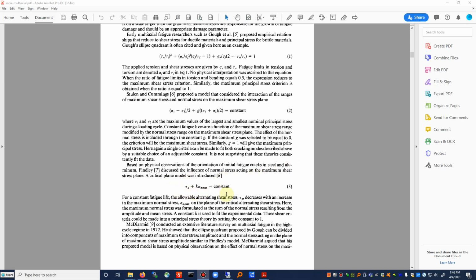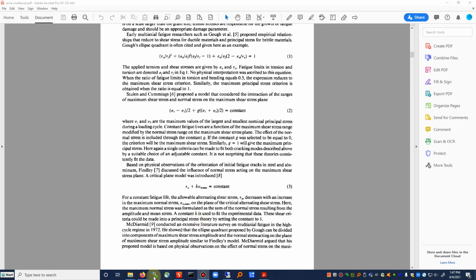And now we get down to the next section here. Based on physical observations of the orientation of initial fatigue cracks in steel and aluminum, Findley discussed the influence of normal stress acting on the maximum shear stress plane. A critical plane model was introduced. Tau a plus k sigma n maximum is a constant. For a constant fatigue life, the allowable alternating stress, the shear stress tau sub a, decreases with an increase in the maximum normal stress, sigma n max.